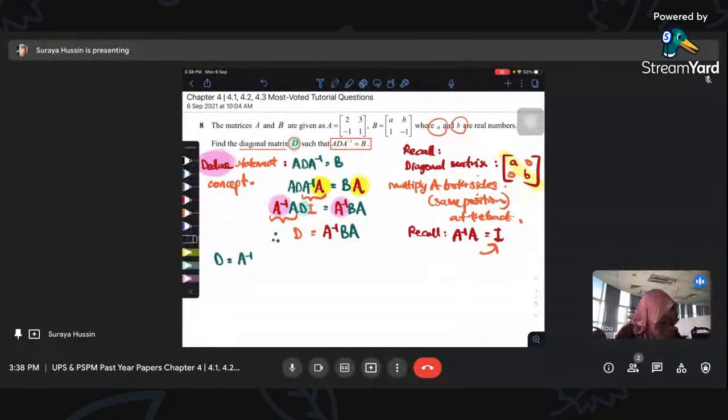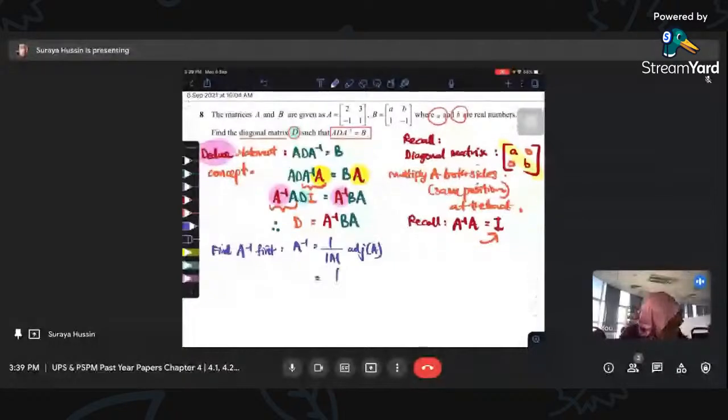Oh, talking about A inverse. Do you have A inverse? You only have A. So you got to find your A inverse. So step 1, find A inverse first. So A inverse is equals to 1 over determinant A times it with adjoint A.